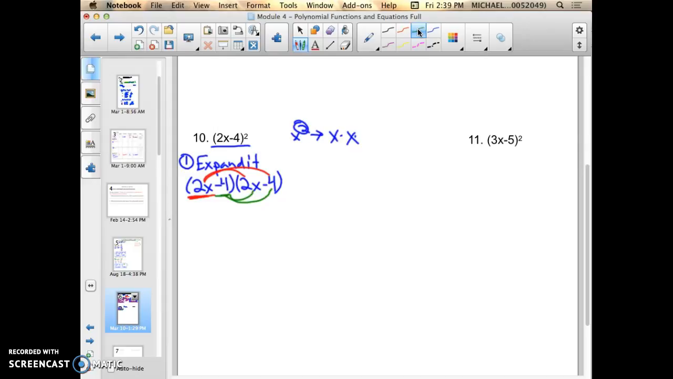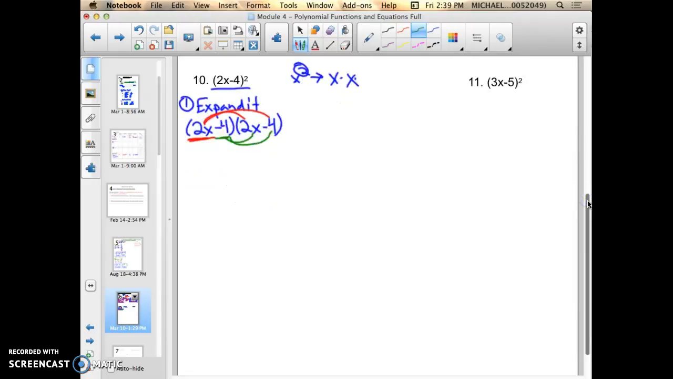So you'll hear me say first term times first term, first term times second term, then second term times first term, second term times second term. That's what I mean. I've just drawn out the distribution pathways, and now I'm going to write them out as well so that I don't get confused about my signs. So I'm going to take it left to right like a book, and I'll do the first one in red, 2x right here, times 2x. So I have 2x times 2x.